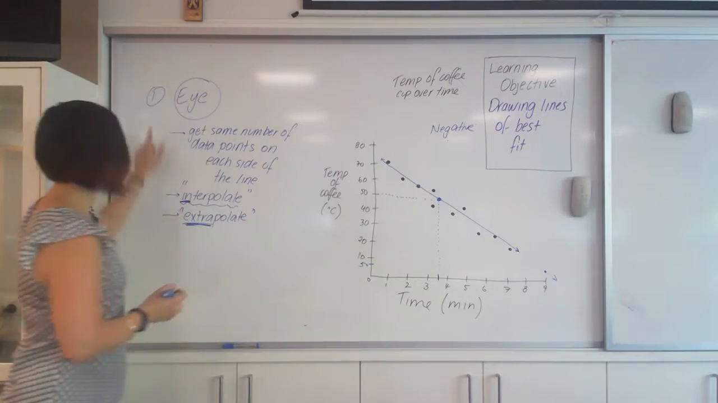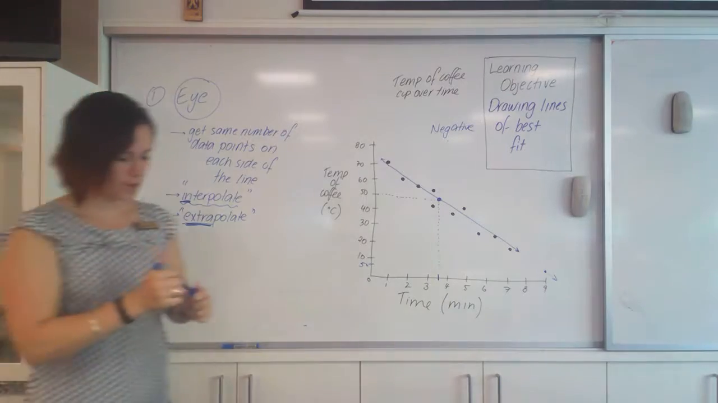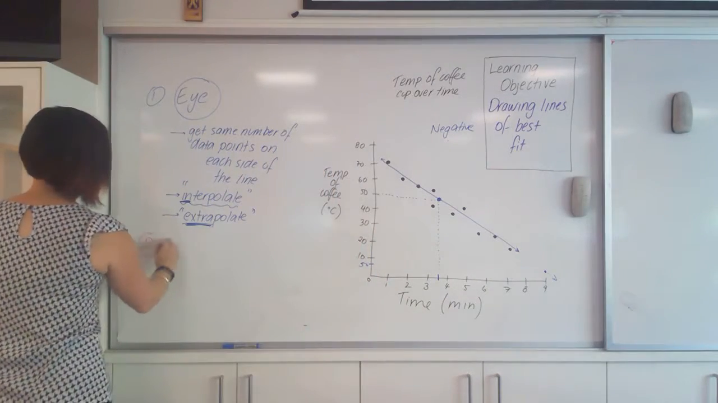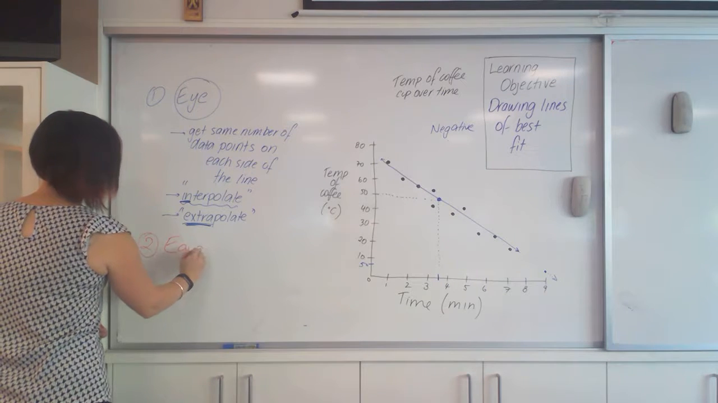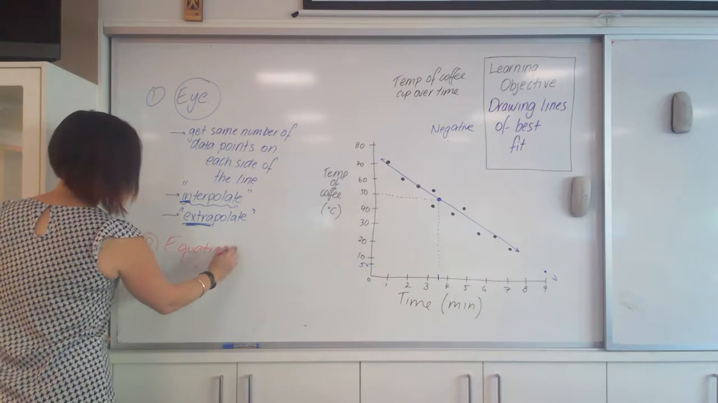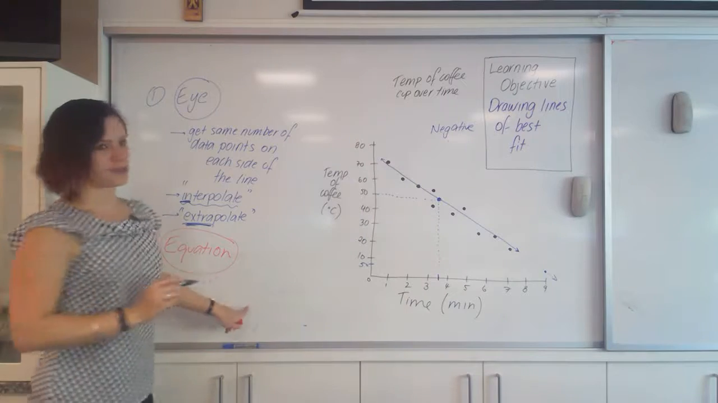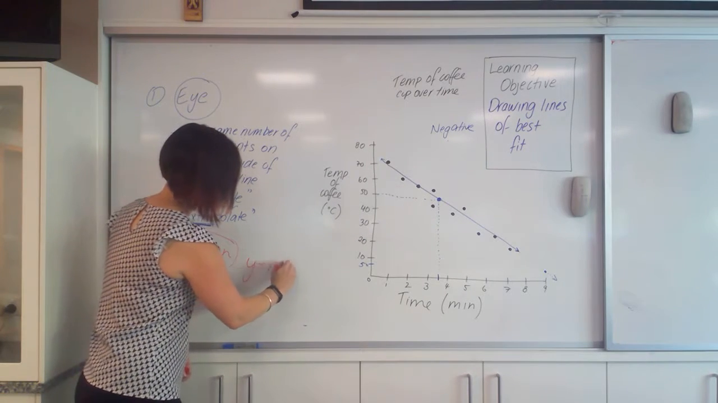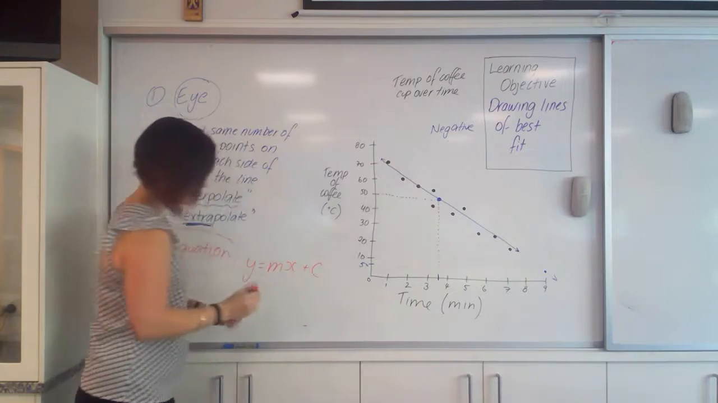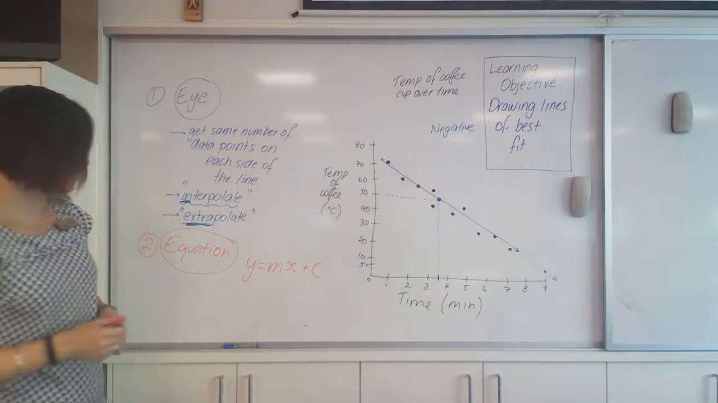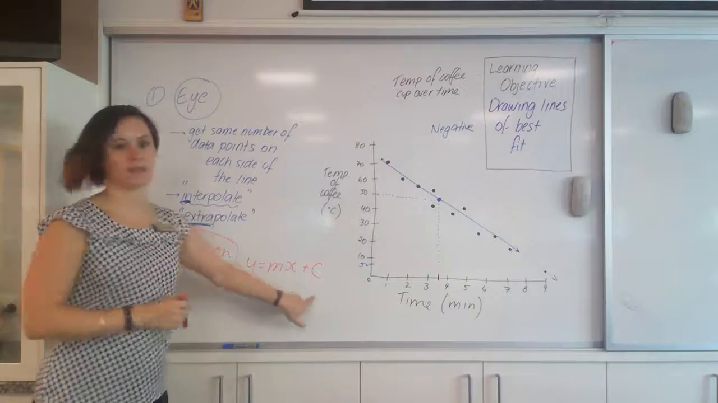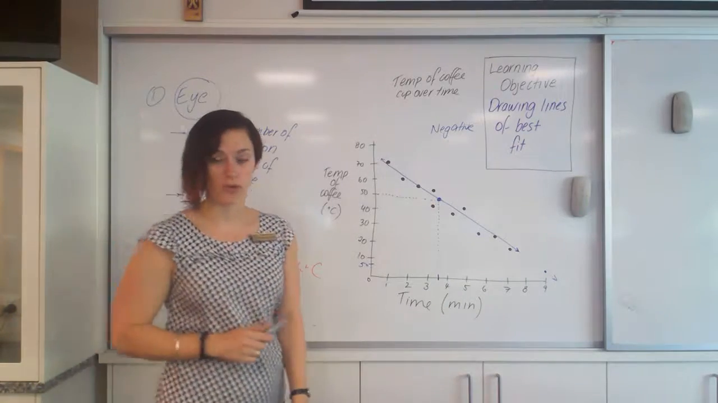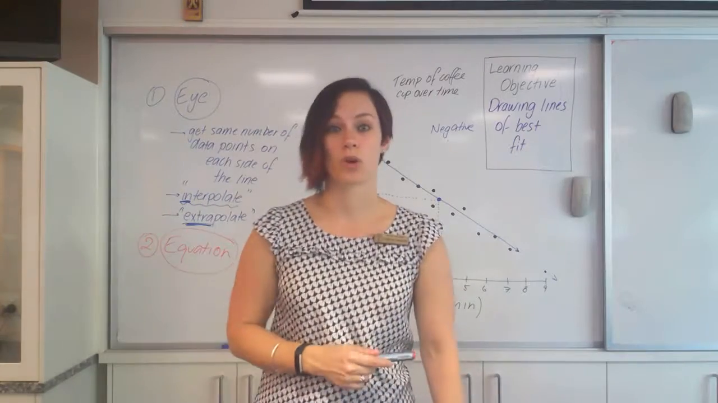Now, our second way of putting in a line of best fit is actually to do it mathematically using an equation. And our equation for our straight lines looks like this. Y equals mx plus c. Now, those things don't mean anything to you yet, but it's probably an equation you've seen before. In our next couple of videos, we'll show you what all those things mean.